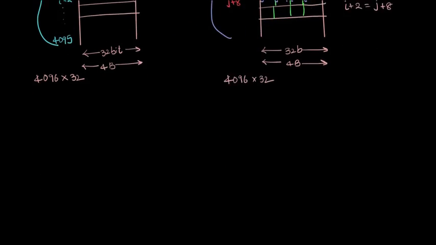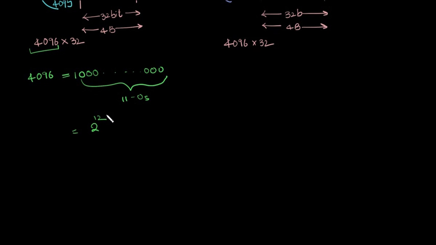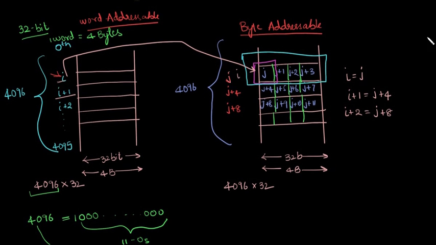Now let us see how many bits are required to represent these many locations. We need to address these locations with binary numbers, so we need to convert this into binary. 4096 converted into binary is 1 followed by 12 zeros, which is nothing but 2 power 12. So we need 12 bits to represent 4096 locations. With the help of these 12 bits, we can address each and every word here.